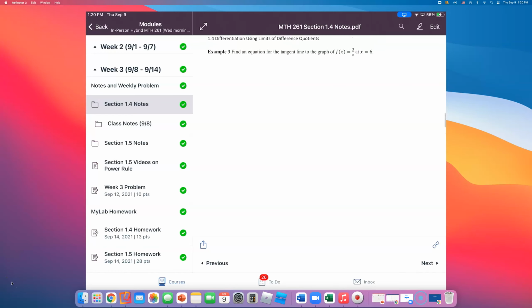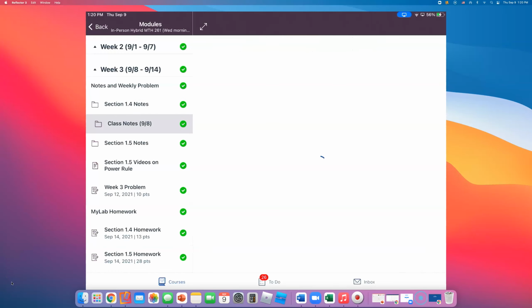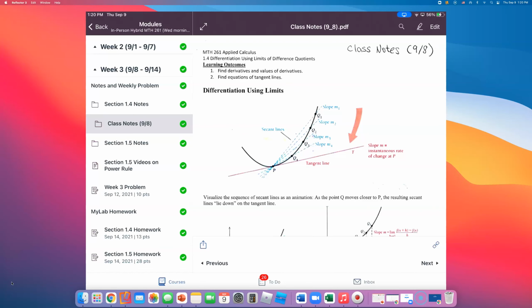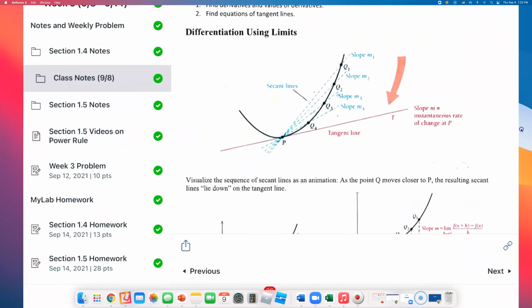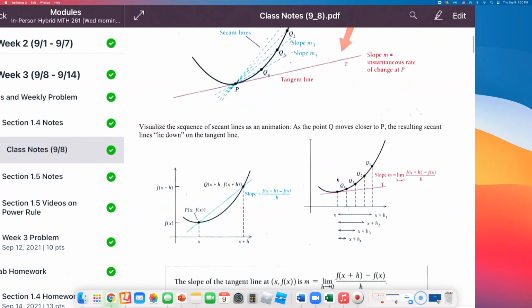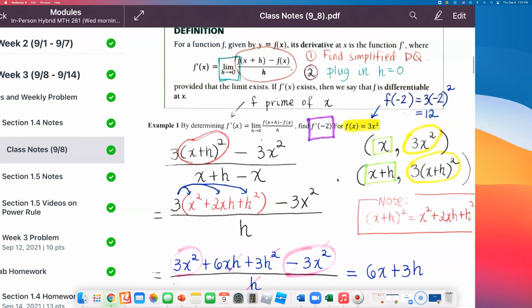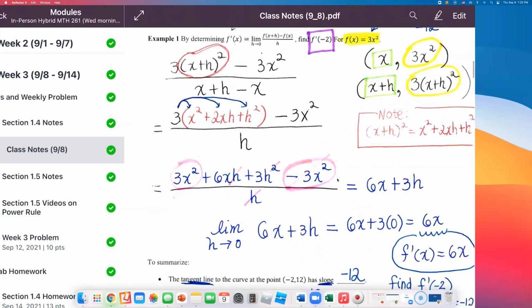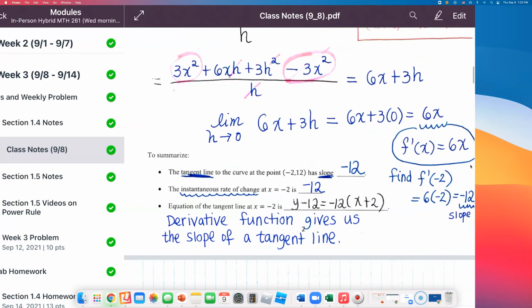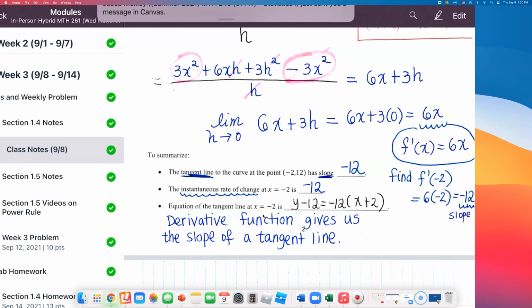We never got to finish the rest of 1.4 yesterday. Looking at the class notes from yesterday, I can see that we did about 3 examples on simplifying the difference quotient to find the derivative using the limit definition. So that's why it took us so long. You can see we spent a long time simplifying the difference quotient for each problem, but we did get to talk about what that means, that we found the slope of a tangent line.